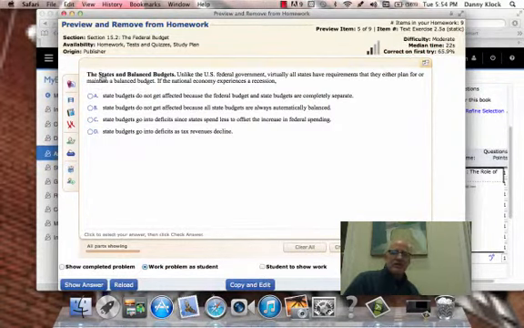The states, here's a good one. The states and balanced budgets. Unlike the U.S. federal government, virtually all states have requirements that they either plan for or maintain a balanced budget, right? So if they have a shortfall in taxes, they basically have to cut spending. If the national economy experiences a recession, they're going to be taking in fewer tax dollars, right? So let's see. State governments, yeah. Of course they get affected because they're getting less money. A lot of businesses will shut down in a recession. So state budgets will go into deficits since tax revenues decline. Fairly straightforward one, I think.